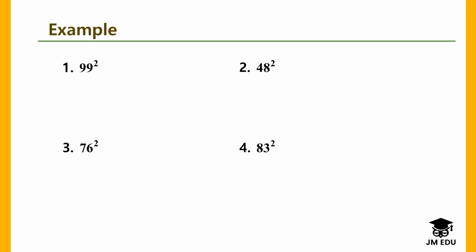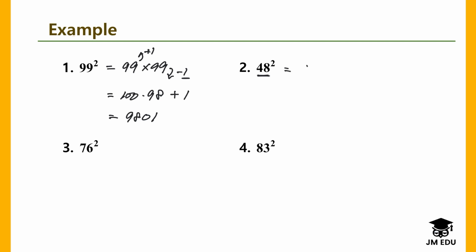Now let's try these examples. Number 1, 99 squared. 99 is close to 100, right? So 99 times 99, plus 1 minus 1. So that's 100 times 98 plus this number squared, which is 1. So that's going to be 9801, right?